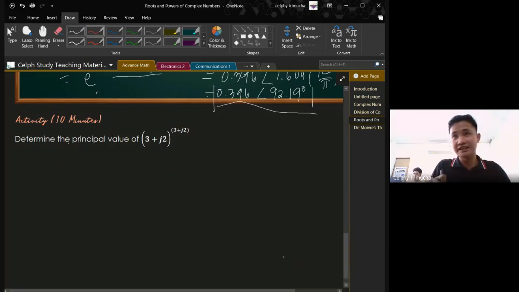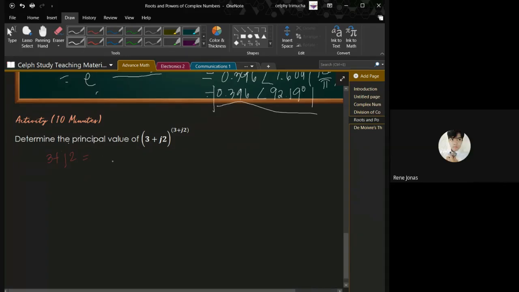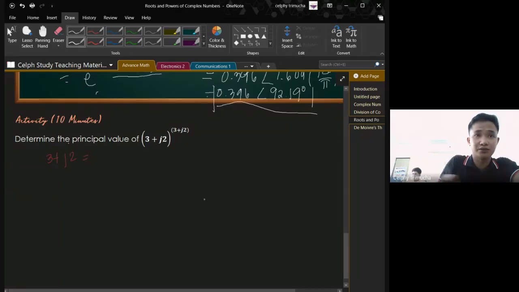Okay, so proceed na lang tayo. I-check nyo lang din yung mga calculations kung nag-match sa aton nga solution. So first, convert natin into polar form ang 3 plus J2. So pila ni kaniyang polar na value? Square root of 13, 5.39.